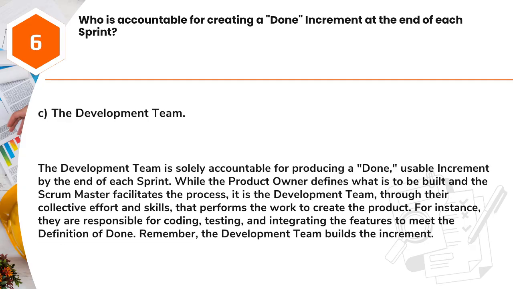Answer: C. The development team. The development team is solely accountable for producing a done, usable increment by the end of each sprint. While the product owner defines what is to be built and the Scrum Master facilitates the process, it is the development team, through their collective effort and skills, that performs the work to create the product.